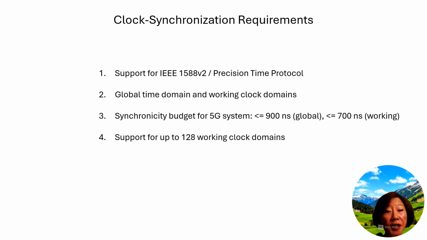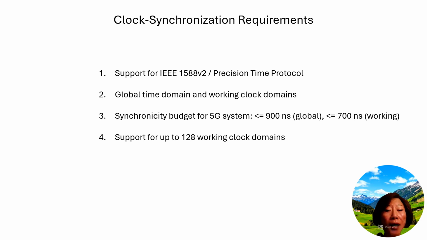The synchronicity budget, usually less than or equal to 900 nanoseconds for global, less than or equal to 700 nanoseconds for working domains, includes all sources of timing error in the 5G system. Supporting 128 working clock domains requires the 5G system to efficiently manage timing information from multiple independent time bases simultaneously.